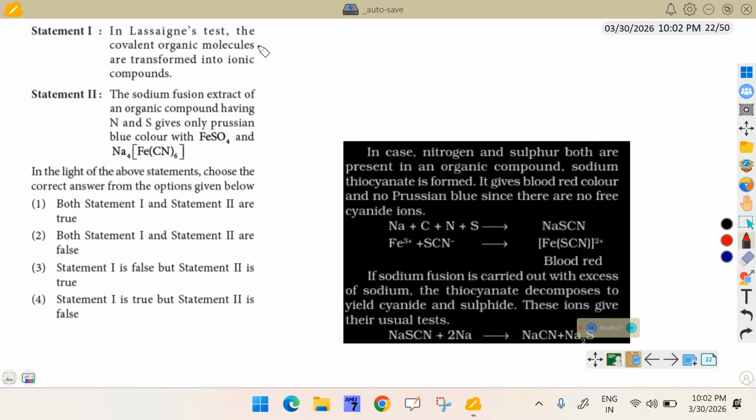In Lassaigne's test, the covalent organic molecules are transformed into ionic compounds. Correct. In sodium fusion extract of an organic compound having nitrogen and sulfur, it gives only Prussian blue color with FeSO4 and Na4[Fe(CN)6]. Wrong. It gives blood red color. Statement 1 is correct. Statement 2 is wrong.